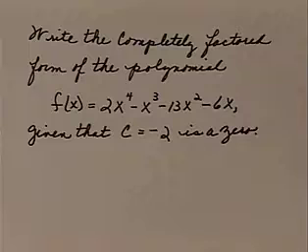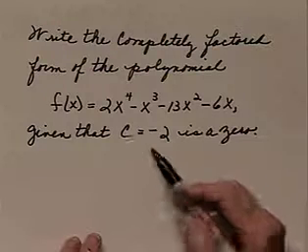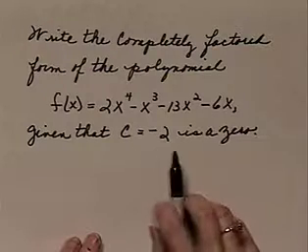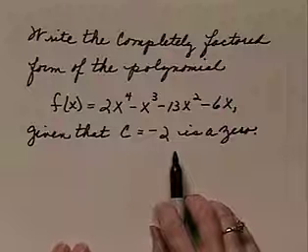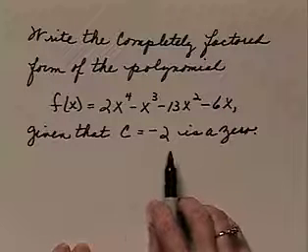Now, suppose that we have this problem. We want to write the completely factored form of the polynomial f of x equals 2x to the fourth minus x cubed minus 13x squared minus 6x, given that c equals -2 is a 0. This problem gives us 1 0 of our polynomial function. But there's another one that's evident.